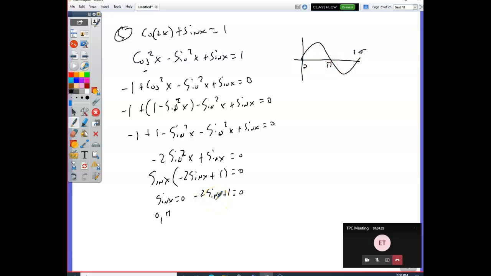Okay, so the second one. Move the 1 over. Move the 1 over. Divide by 2. Divide by -2. What does sine give me? 1/2. 30 degrees, so 5/6. 5/6, like it.